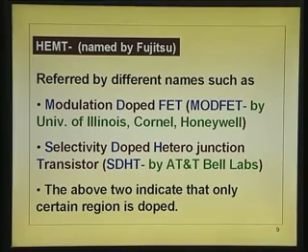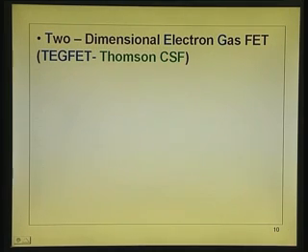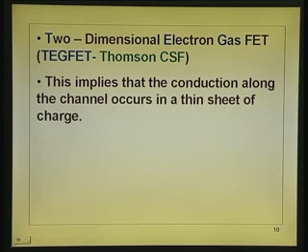So, selectively doped heterojunction transistor. These above two names indicate that only certain region is doped, that is all the meaning, both are heterojunctions. Other names that are given are two dimensional electron gas FET, TEG FET. This implies that the conduction along the channel occurs in a thin sheet of charge. In fact, your MOSFET also can be called a TEG FET, but you do not call it TEG FET for fear of being confused with this heterojunction transistor.